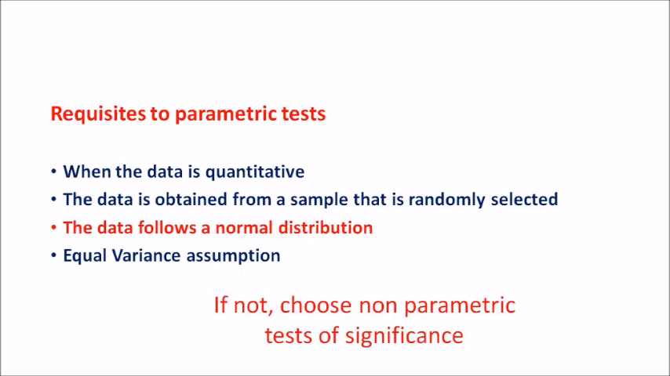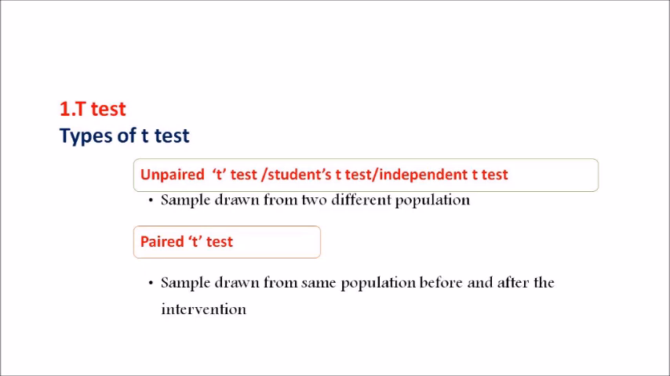Okay, so let's see what are the different types of parametric tests. First, the t-test or Student's t-test. We have two types of t-test, that is paired t-test and unpaired t-test. So let's see what an unpaired t-test is.